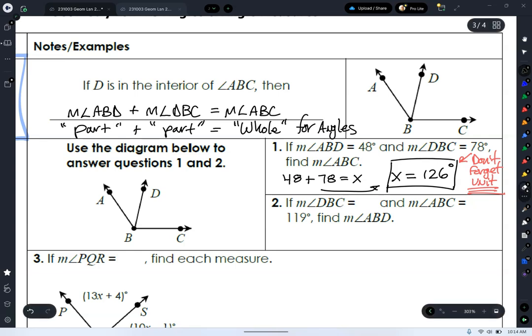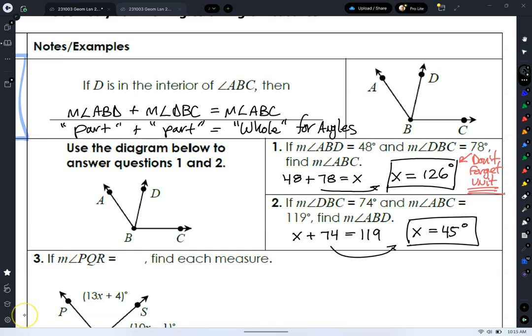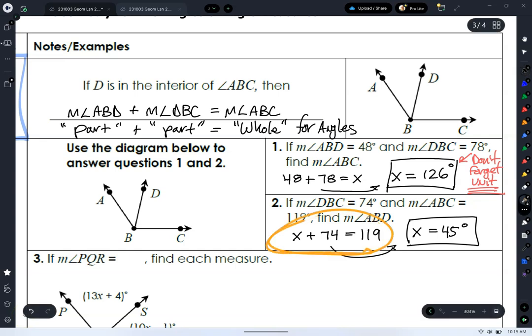Okay, cool. Let's go the other way. Write me an algebra problem. If you know the measure of angle DBC is 74 degrees and the measure of ABC is 119 degrees, write me an algebra problem and then figure out the measure of angle ABD. Again, remember, this is all about starting with the algebra problem. Like that. Starting with an algebra problem and ending with an x equals. Don't forget your degree marker, right? 45 degrees.